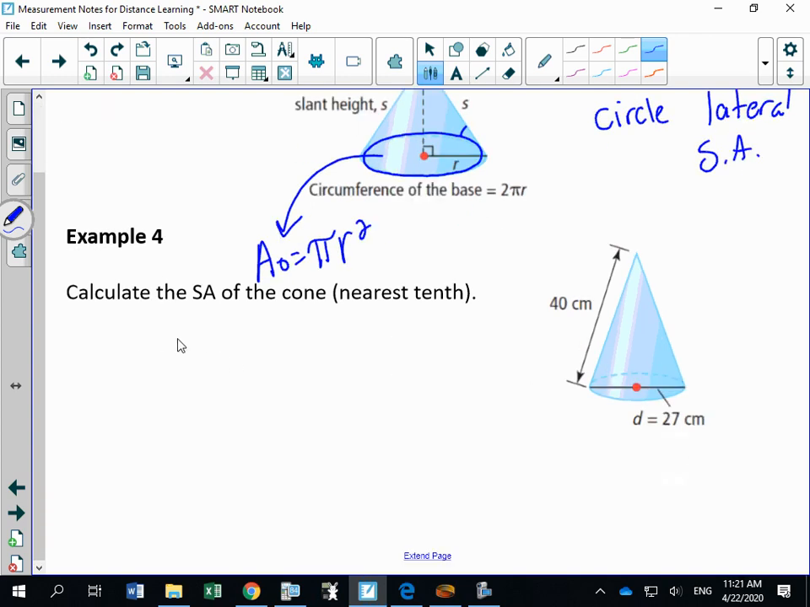Okay. For this example though, calculate the surface area of the cone to the nearest tenth. They want us to calculate, pretending we're painting the entire object.